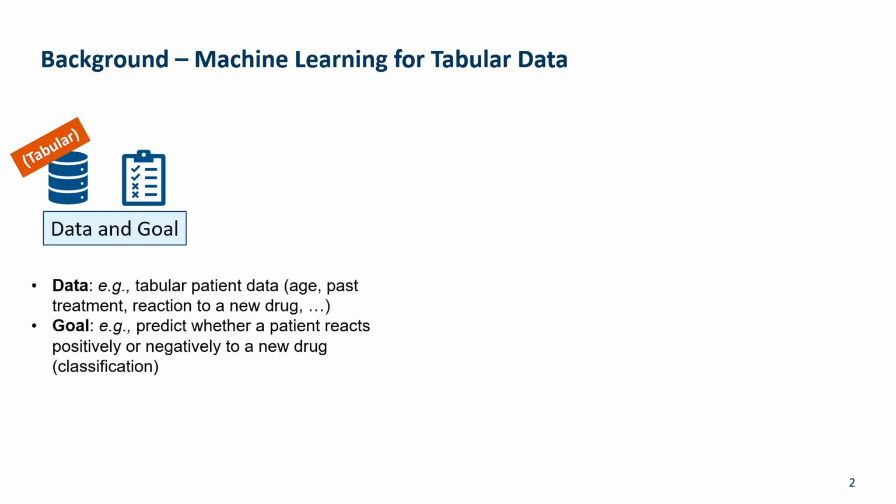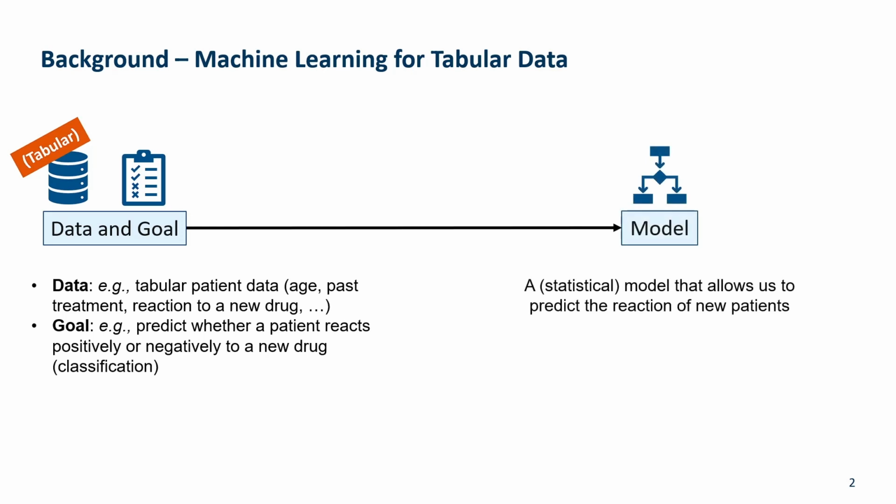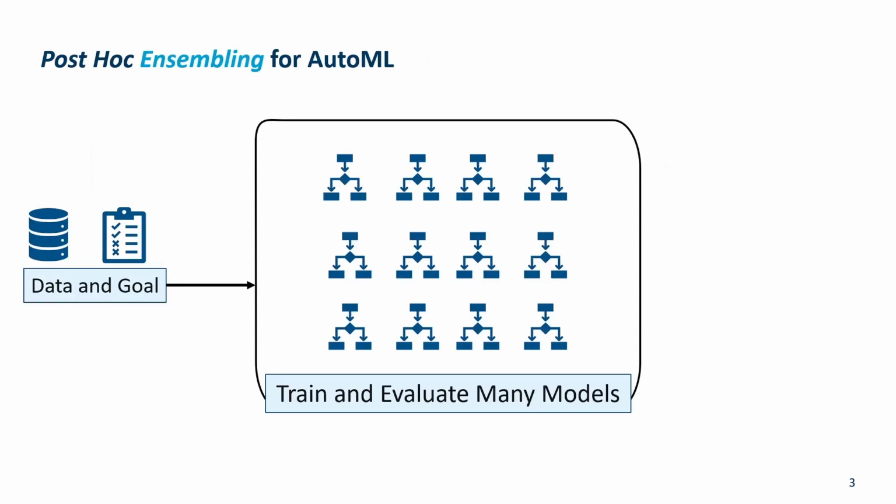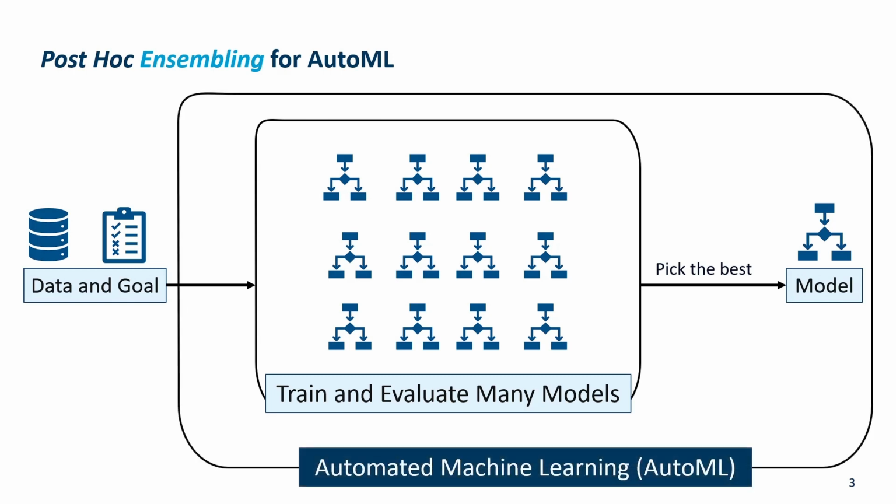That is, assume we are given data and a goal, like data about patients, and we want to predict how a patient reacts to a new drug. Then, generally and simplified speaking, our goal is to produce a model that allows us to predict the reaction of new patients. To do so, we first must build a model. Therefore, we typically train and evaluate many models and then pick the best found model, which may already be an ensemble like random forest. AutoML then usually automates such a process, among many other things.